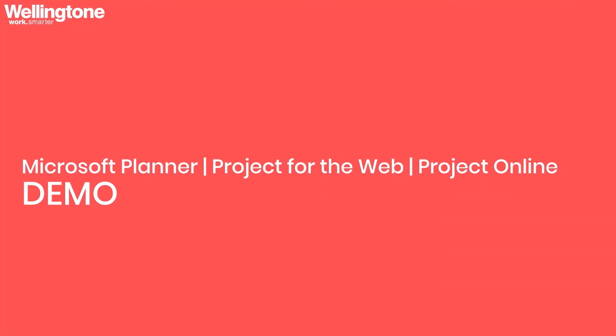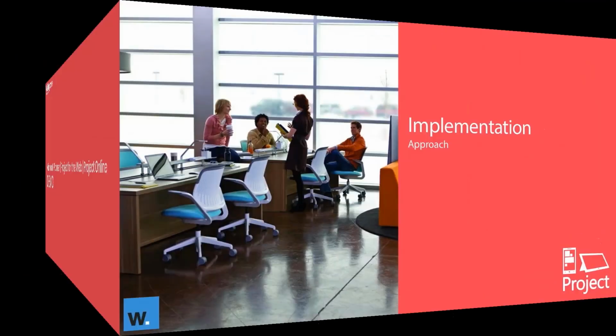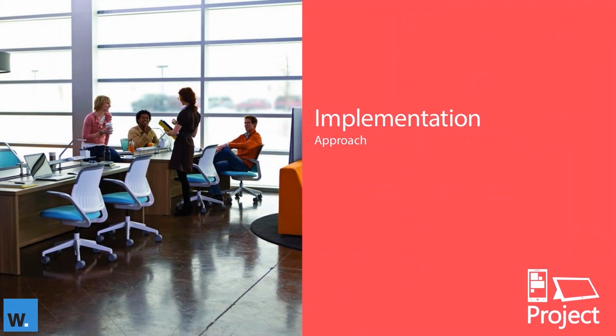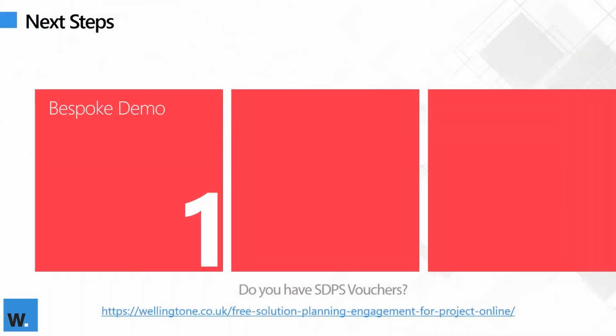For now, I'm going to go back to my slide deck, and let's talk about the next steps potentially. So I've already covered the first one off. So again, we can provide bespoke demos and focus around your core objectives. We can also provide envisioning workshops. So if you have already determined that you do want to roll out Project for the Web or maybe Project Online or any other Microsoft solution, and you would like to take a deeper dive and look at what implementation could look like within your organization, you want to understand what the roadmap would look like, that again is something that we can provide through an envisioning workshop.